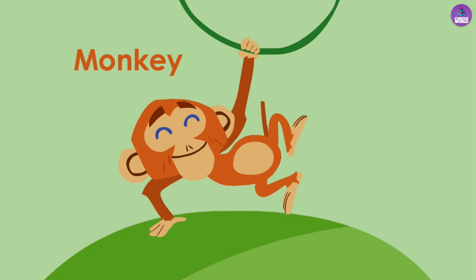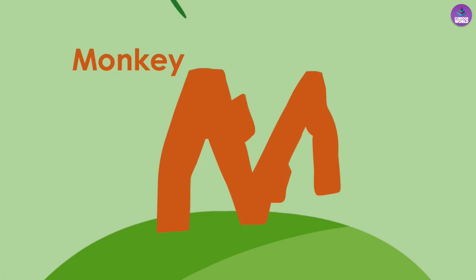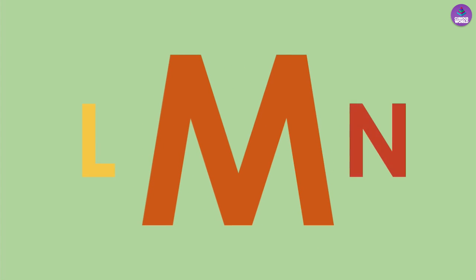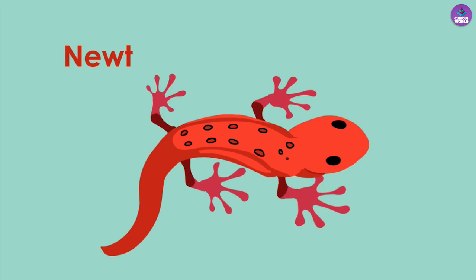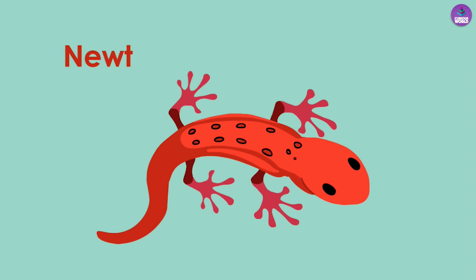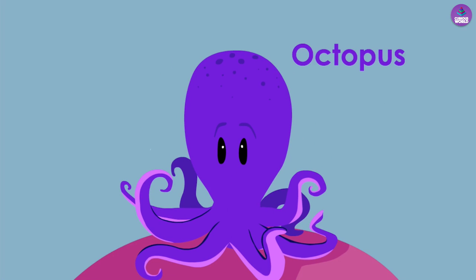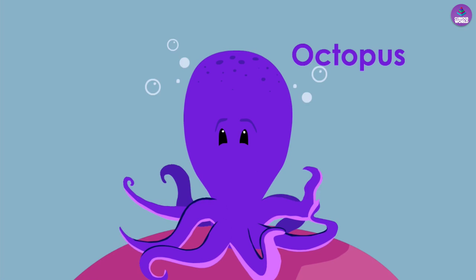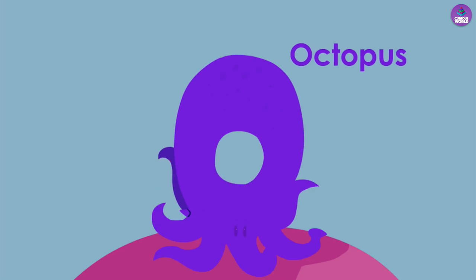M is for monkey. M. N is for newt. N. O is for octopus. O.